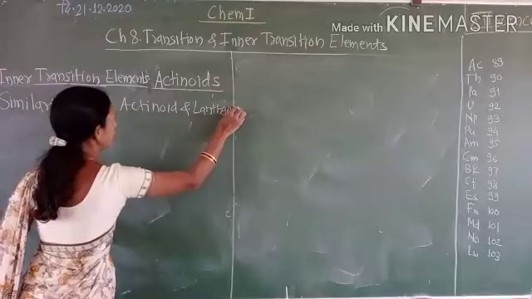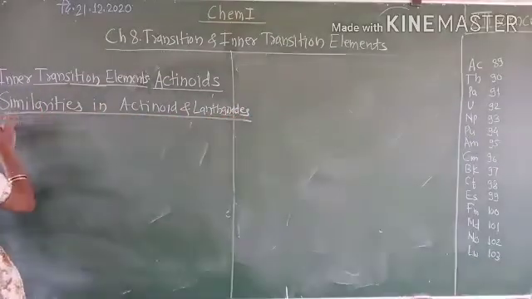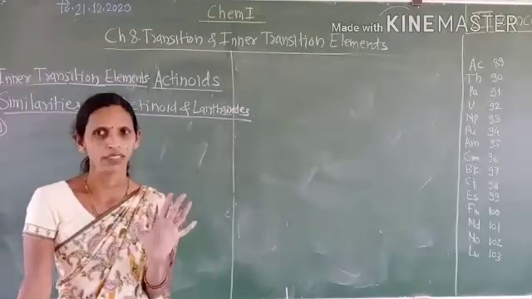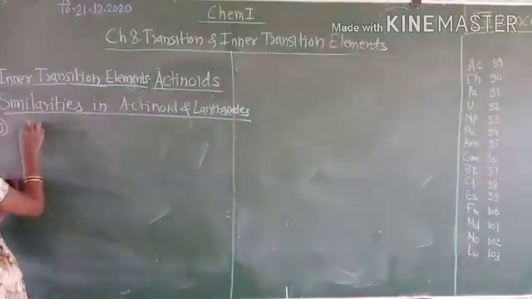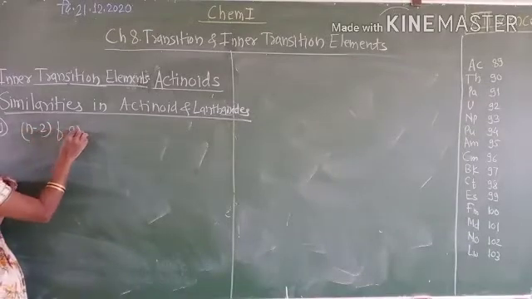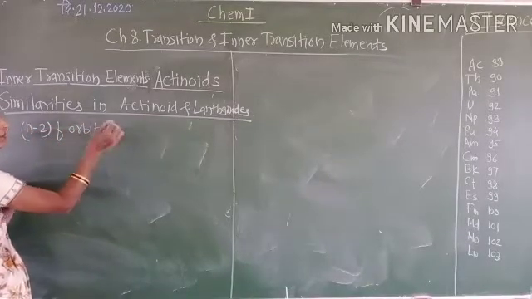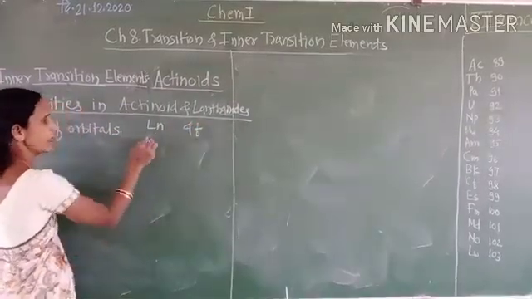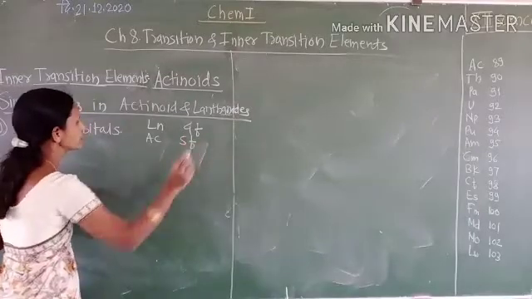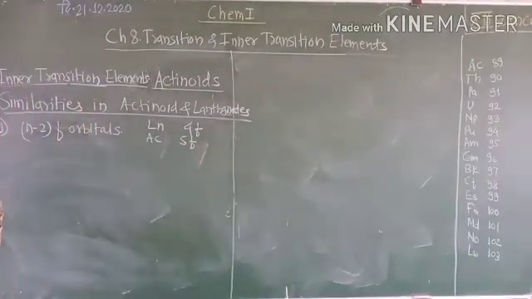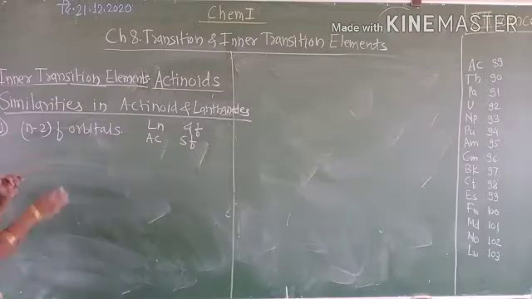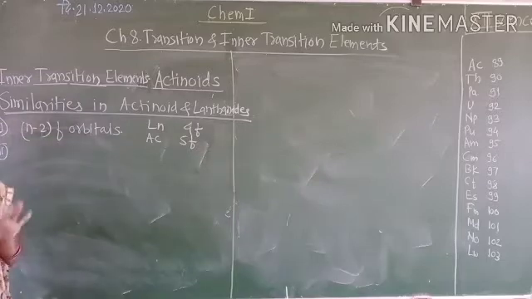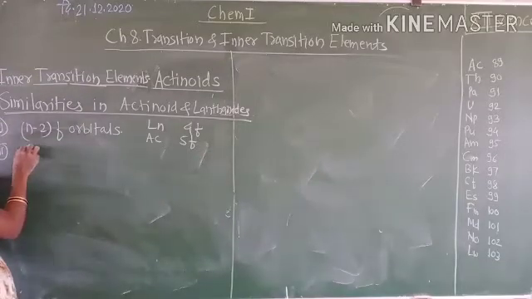First, focus on this: both are inner transition elements. That means in both, the n-2 f orbitals are progressively filled up. In lanthanoids the 4f orbitals are progressively filled up, and in actinoids the 5f orbitals are gradually and successively filled up.